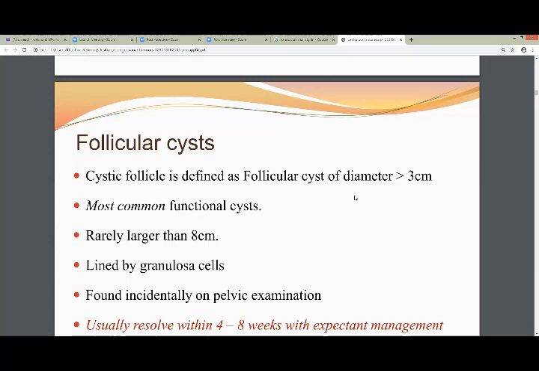So if a lady comes to you with mild signs and symptoms, you make your confirmation or diagnosis on pelvic ultrasound scan, and then you can give her some symptomatic relief for her pain, advise reassurance plus expectant management, and repeat the scan after 6 weeks or so. By that time, most of the time, they are resolved. This is how we are going to deal with the follicular cysts.